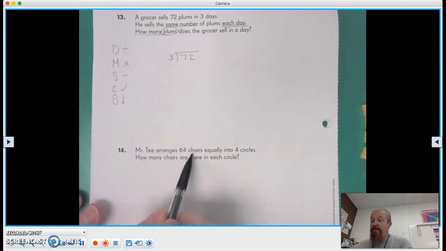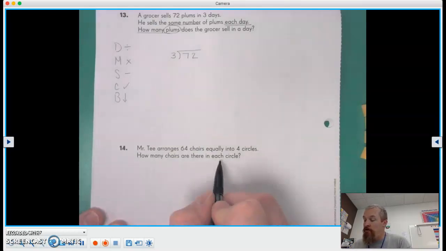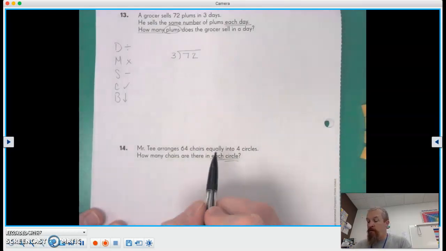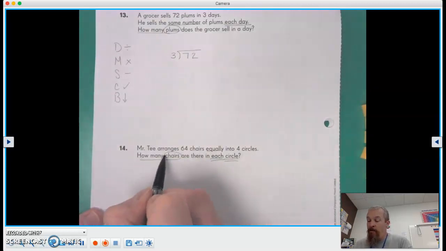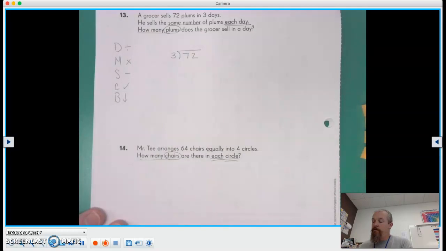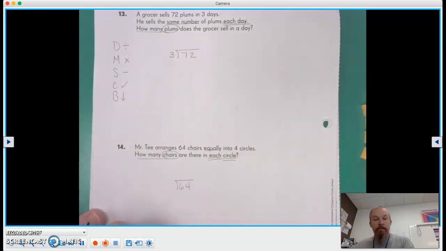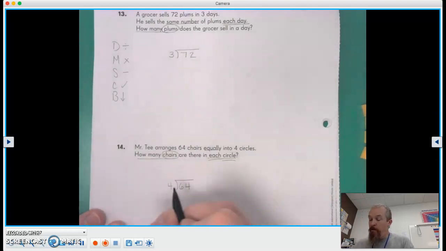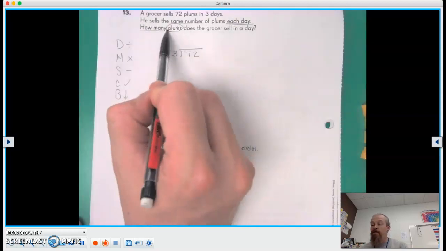Mr. T arranges 64 chairs equally into 4 circles. How many chairs are there in each circle? So equally, how many what? How many chairs? Very good. So again, I'm going to help you set this up. So we have our 64, and we're going to divide that by 4. And then you finish that off. Don't forget to label your answers, right?